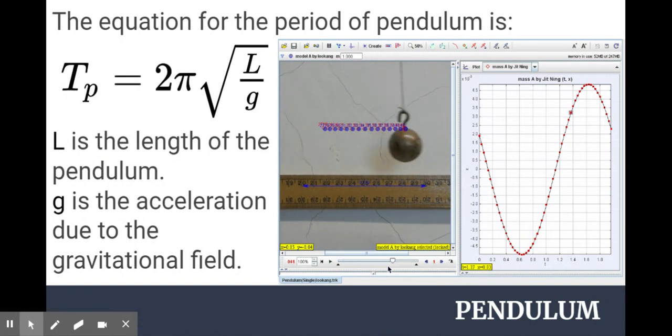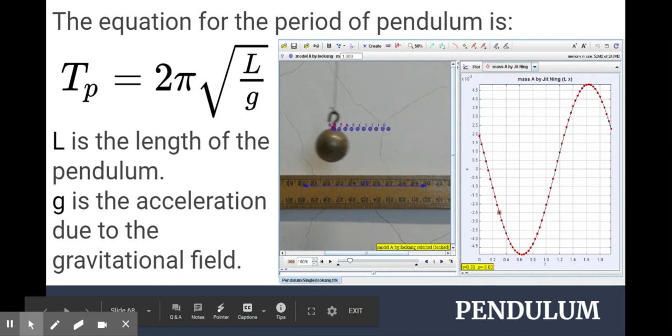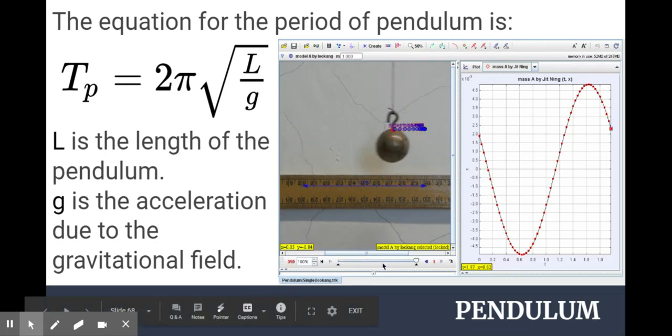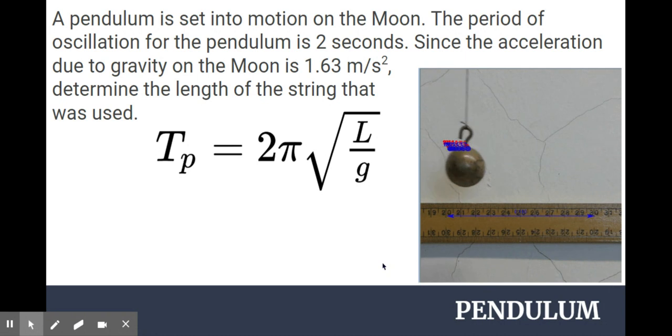Here's our equation. It looks very similar to the equation for a mass on a spring. So just note that instead of mass and displacement, we have length of pendulum and the gravitational field. So the longer the length of the pendulum, the longer the period's going to be. In the gravitational field, however, the stronger the gravitational field, the smaller the period of the pendulum will be.